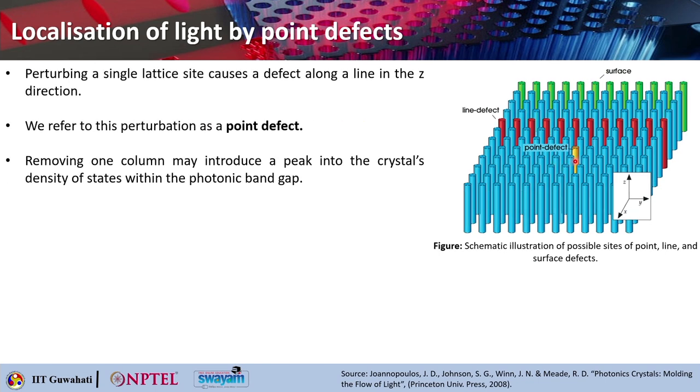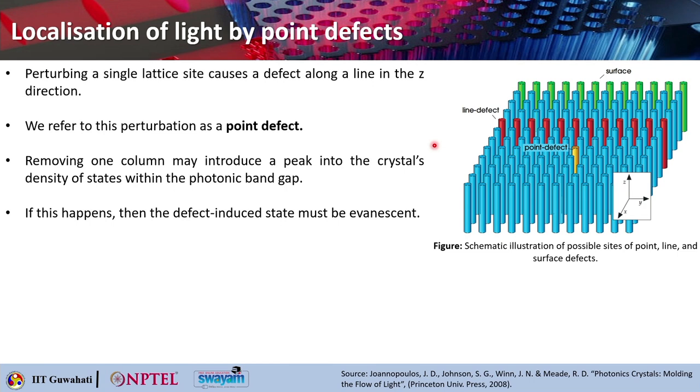So doing it only at a particular point, we can introduce a point defect, right? Now, when you remove a column or a line and introduce a defect, you call it a line defect. Now, what happens for these defects? What is the effect of these defects on the photonic band gap?